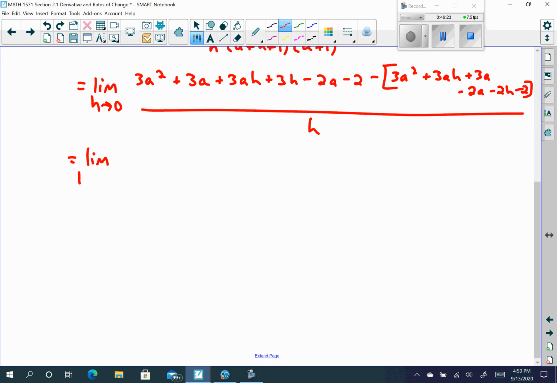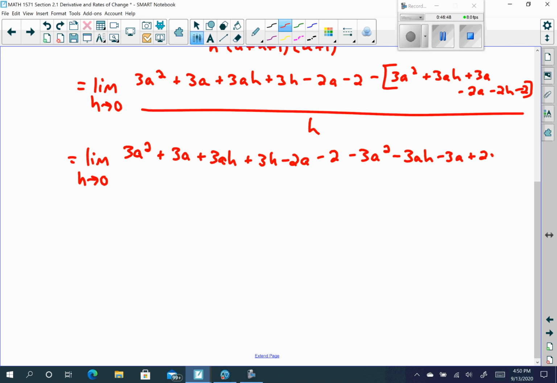All right, so we've got the limit as h approaches 0. I want to distribute this negative sign here. So we have 3a squared plus 3a plus 3ah plus 3h minus 2a minus 2, and minus 3a squared minus 3ah minus 3a plus 2a plus 2h plus 2. All of this is over h.